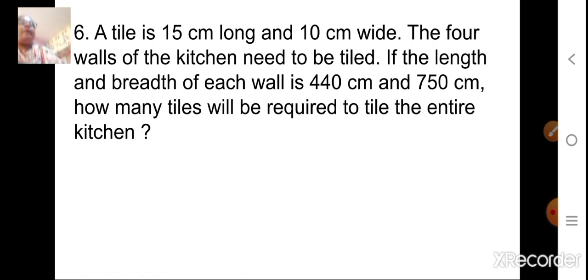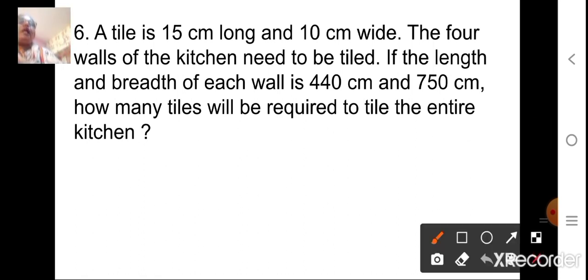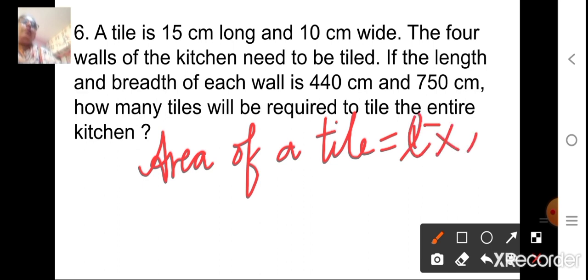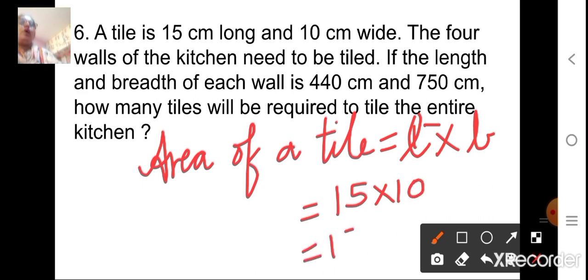Now the length and breadth of a tile is given. So first let us find the area of a tile. To find the area of a tile, it is length into breadth, that is equal to 15 into 10, that is equal to 150 centimeter square. Okay, we have found the area of a tile.